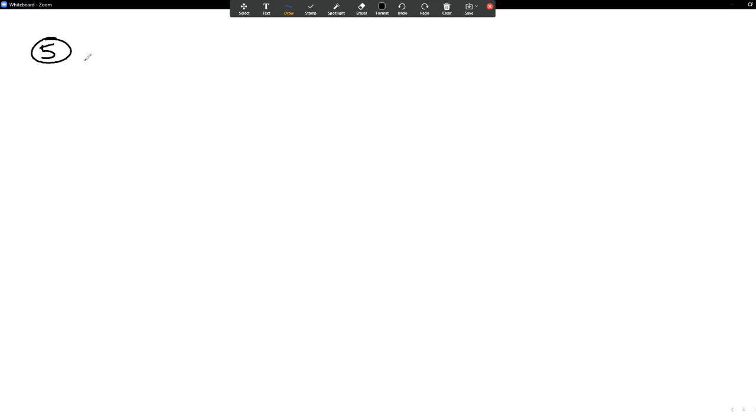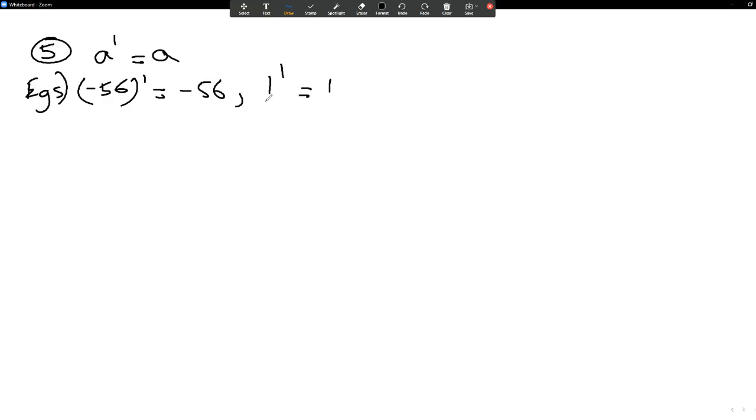Okay, let's move to a new page. Rule 5 is the power 1 law. So it's a to the power of 1 is a. So anything to the power of 1 is itself. So what we could say is minus 56 to the power of 1 is minus 56. Surprise, surprise, 1 to the power of 1 is 1. So yeah, anything to the power of 1 is itself.